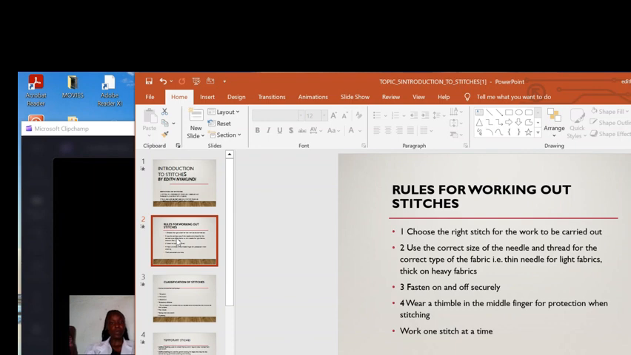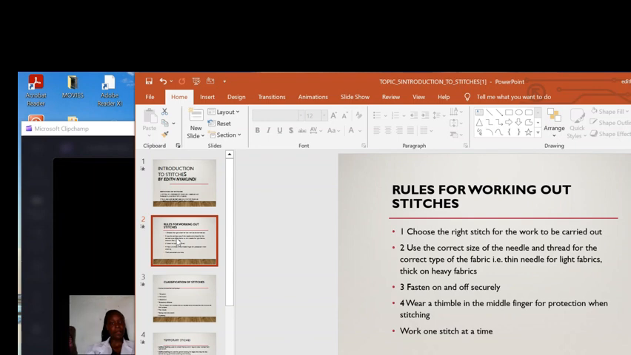Now we move to rules of working out stitches. Rule number one is choose the right stitch for the work to be carried out. Rule number two, use the correct size of the needle and thread for the correct type of fabric. That is, thin needle for light fabrics, thick on heavy fabrics.